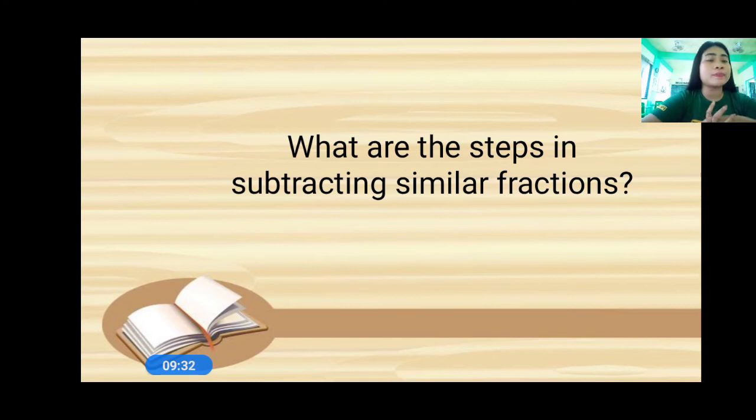Okay, so what I have here is a question. What are the steps in subtracting similar fractions? Everyone, what are the steps? First, we have to check if the denominators are the same. And if it is the same, then we are going to subtract the numerators. And then we're just going to copy the denominator. And then always remember that if the fractions can be reduced to lowest term, then we have to reduce it to lowest term. Do you understand?